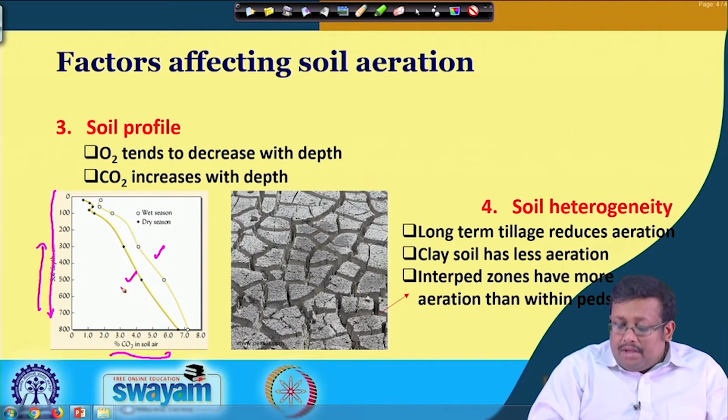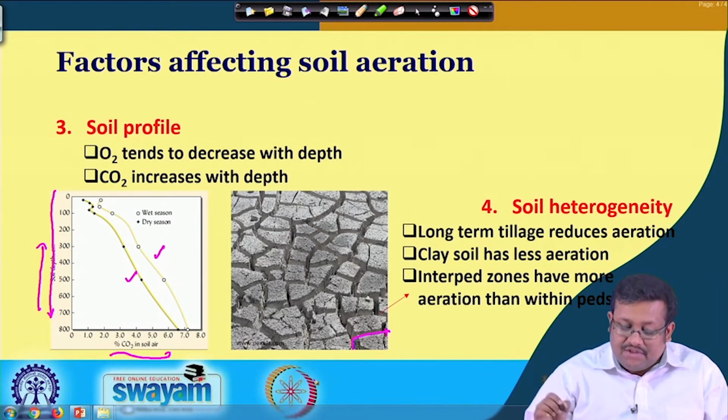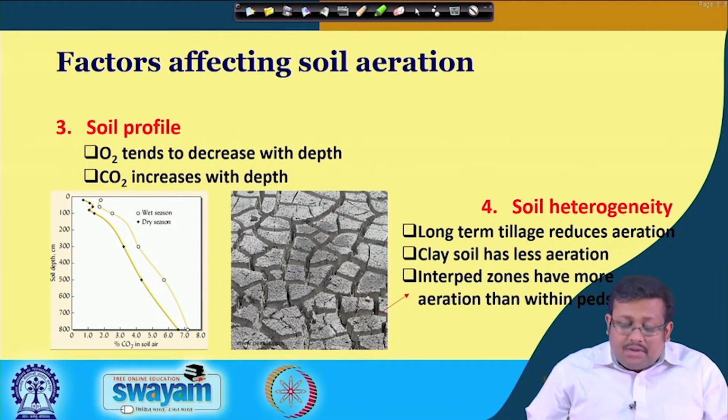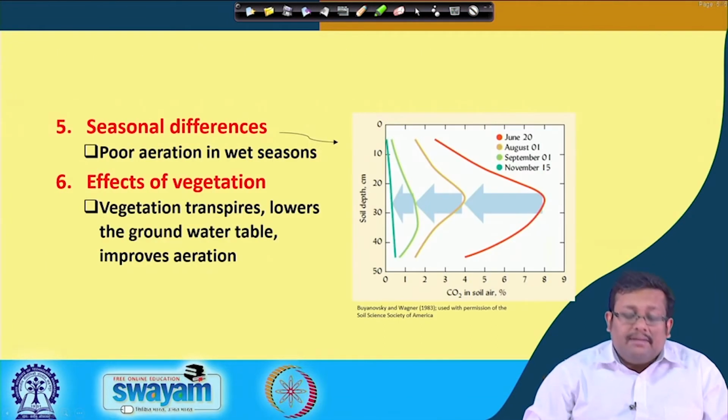And also, as you can see from this picture, these are clays, soils which show their swelling and shrinkage properties, as we have discussed in the case of vertisol, and these interpade zones show more aeration than within the pades. So this soil heterogeneity also has an important function in controlling soil aeration. Let us go to the next slide and see what the other important aspects are.